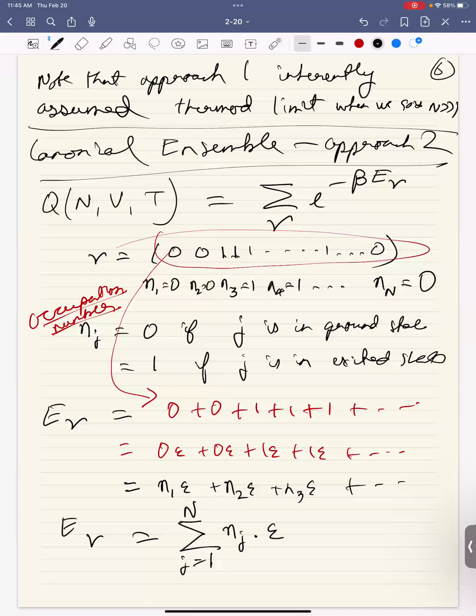Nj says, are you in ground state? Are you in excited state, right? If you're in ground state, Nj is equal to 0. If you're in excited state, Nj is equal to 1.